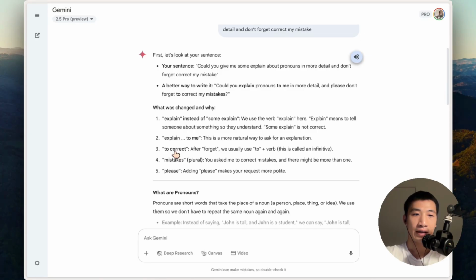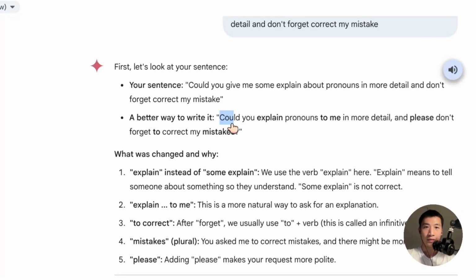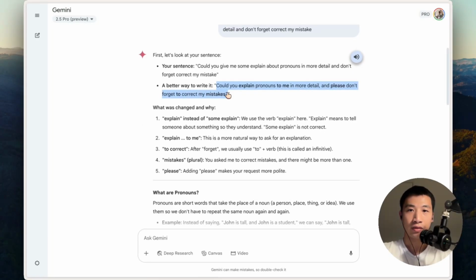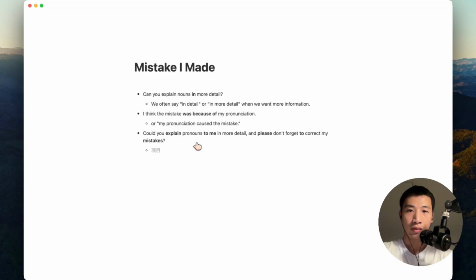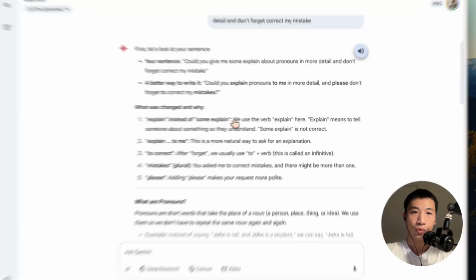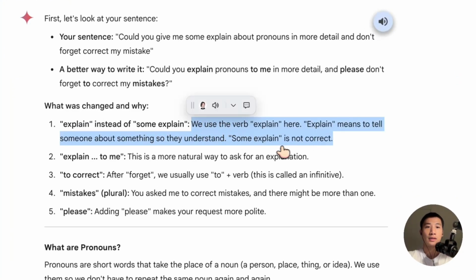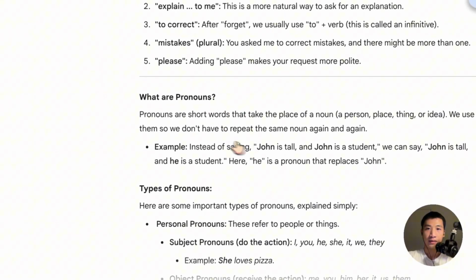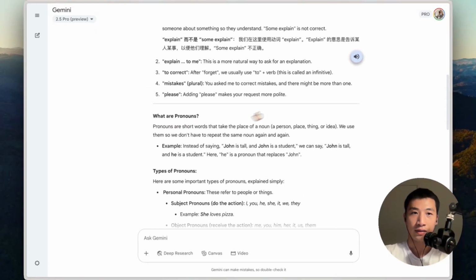Okay, and I'll write it in my Notion. Could you explain pronouns to me in more detail? And please don't forget to correct my mistakes. So the mistake is we use the verb. Don't say some verbs. Next, let's see what pronouns are.